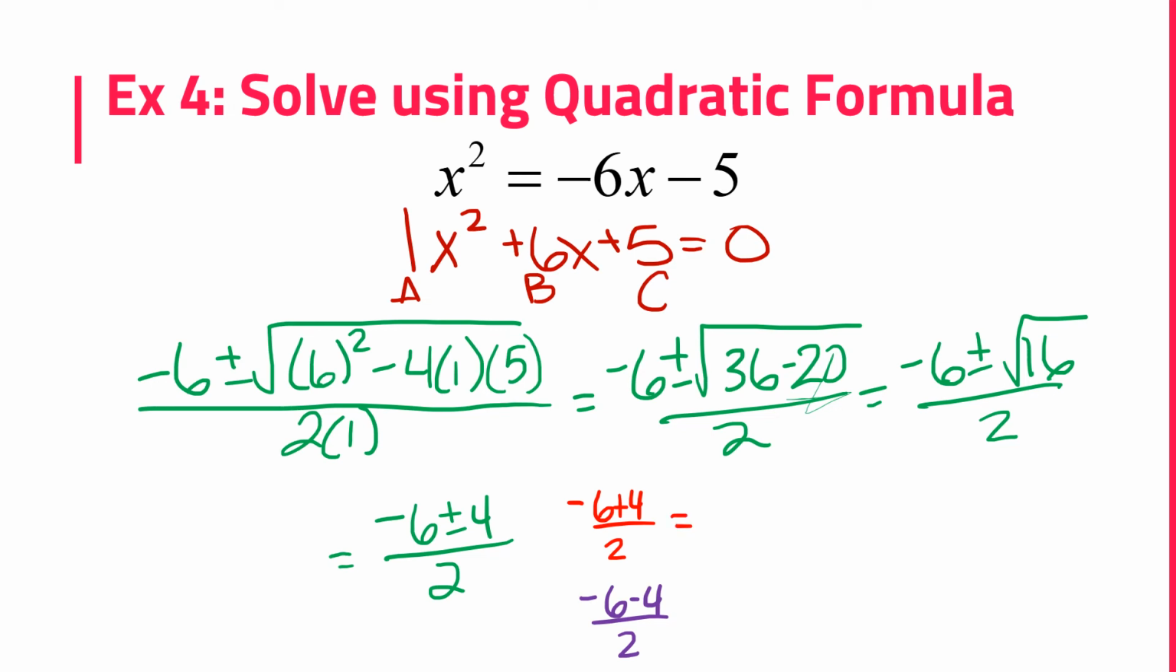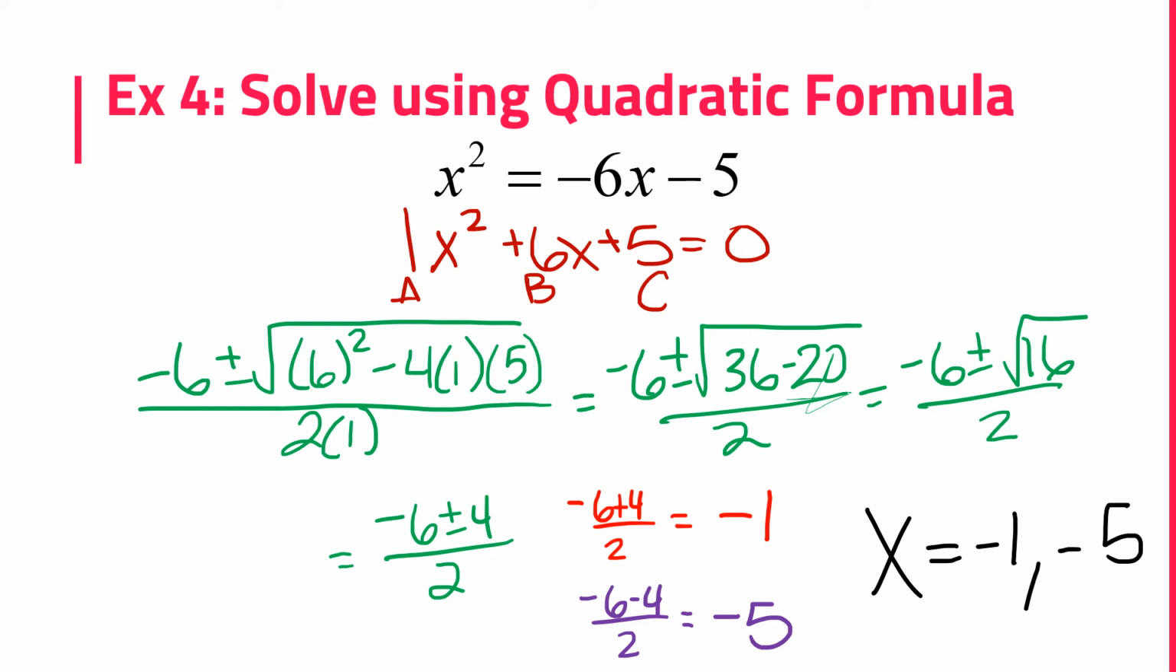So negative 6 plus 4 is negative 2. Negative 2 divided by 2, negative 1. Negative 6 minus 4 is negative 10 divided by 2 is negative 5. So my solutions are negative 1 and negative 5. Not a point, just 2 separate values.